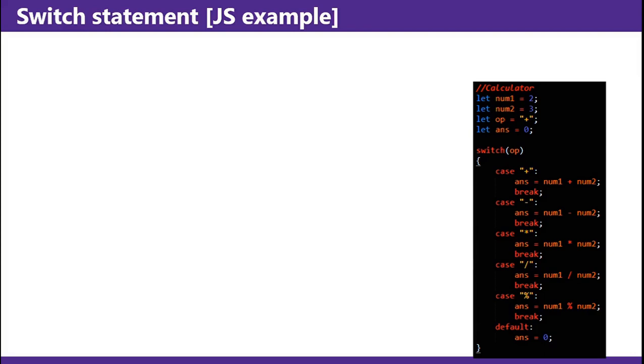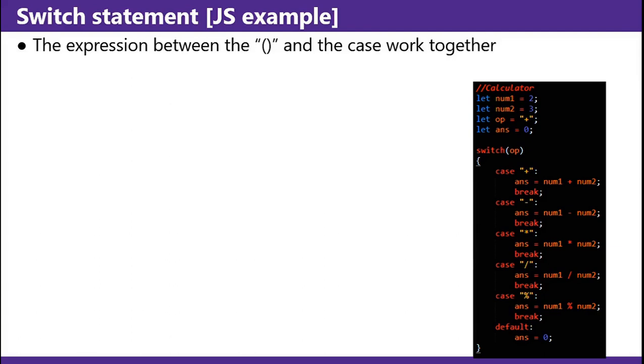Switch statement. This is a JavaScript example. The expression between the parentheses and the case work together. So in this case, the operation variable and what's in the case variables are compared. So if the plus sign equals the plus sign, add the 2 numbers. If operation equals the minus sign, subtract the numbers. If operation equals the multiplication sign, multiply the numbers, and so on.